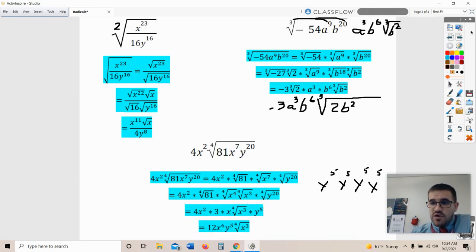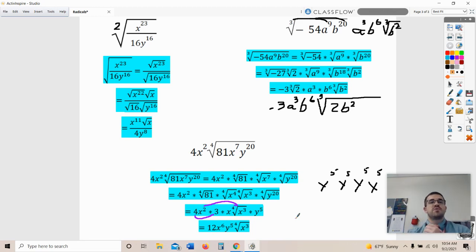Remember, you're going to have 4 times 3, which is going to give you 12. You have the x squared times x to the fourth here, which is going to give you x to the 6th. Y to the 5th is there, and then you just have the fourth root of x cubed.